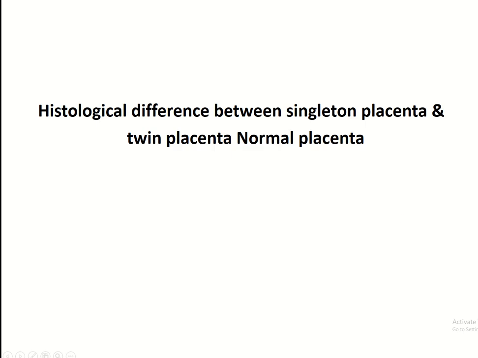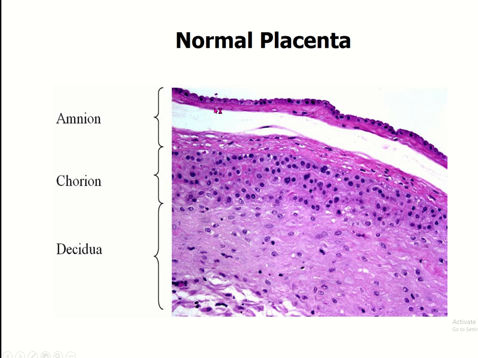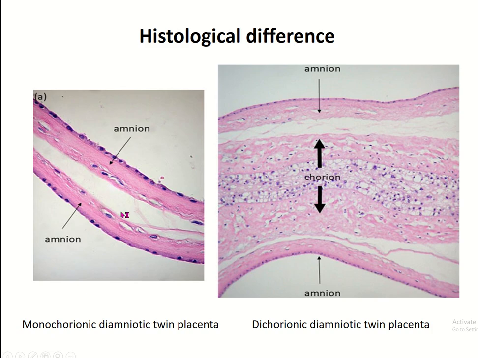The histological difference between singleton placenta and twin placenta. This is amnion, this is chorion, and this is decidua. In monoamniotic twin pregnancy, two amnions are showing. In dichorionic diamniotic pregnancy, two amnions and two chorions are shown.